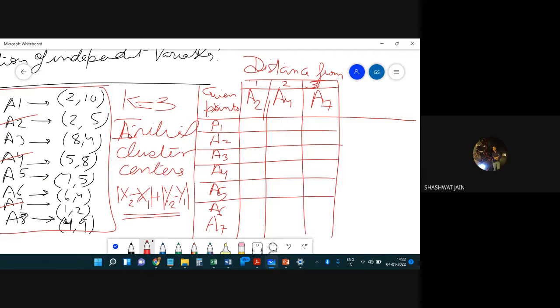Sir, is there any specific reason why we have chosen A2, A4, and A7 as the initial cluster centers? No, there's no specific reason. As I've said, arbitrarily we have taken. This is the iteration 1.